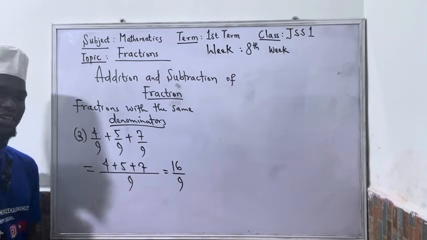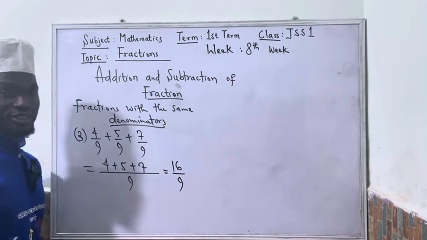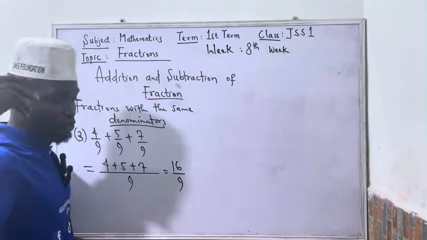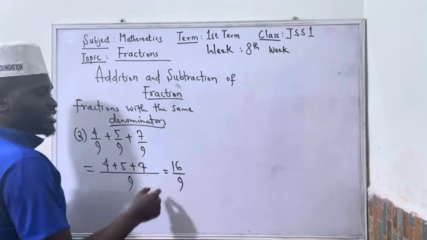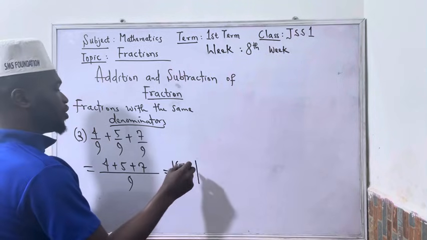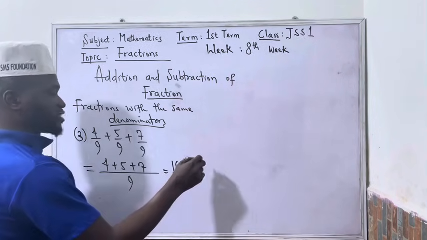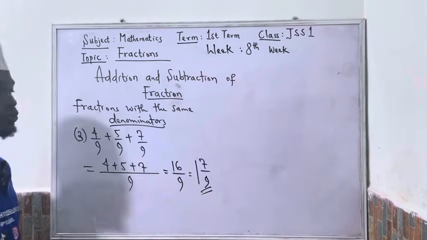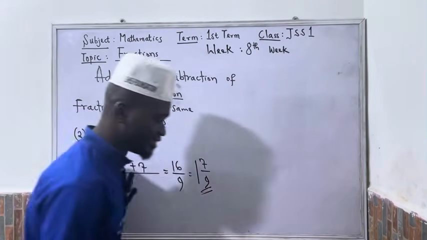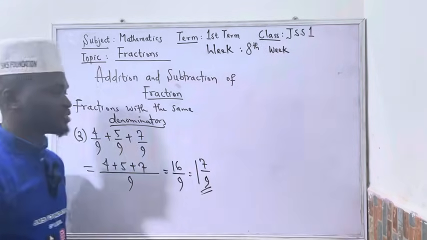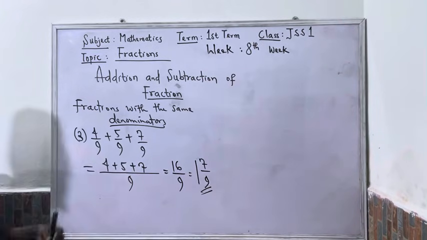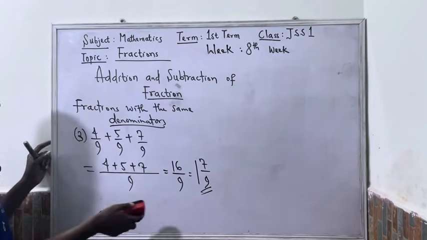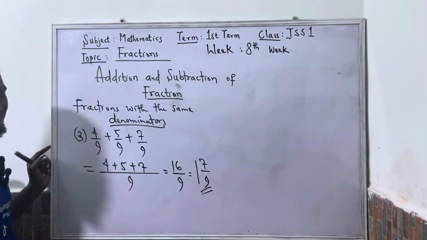So you may not leave your answer like this. You can try to write it as a mixed fraction. I have taught that in the previous video. 16 divided by 9 will just give me 1, remainder 7 over 9. So that is 1 whole and 7 ninths. Very interesting. Good. So even if it is one addition and another subtraction, it's still the same thing.